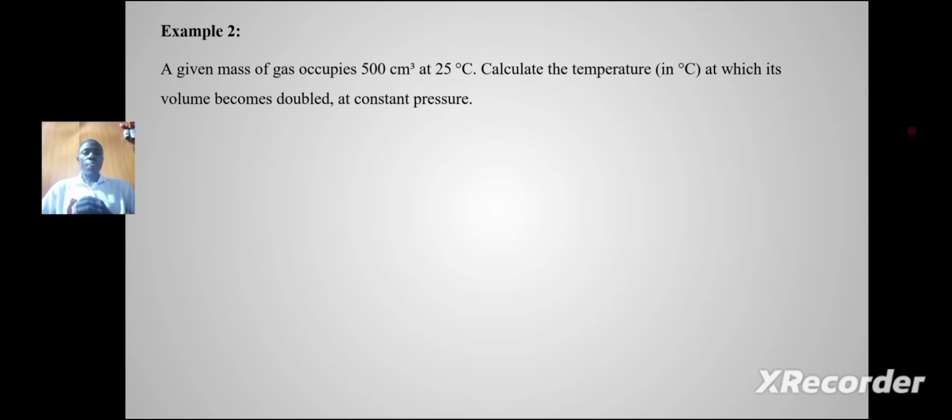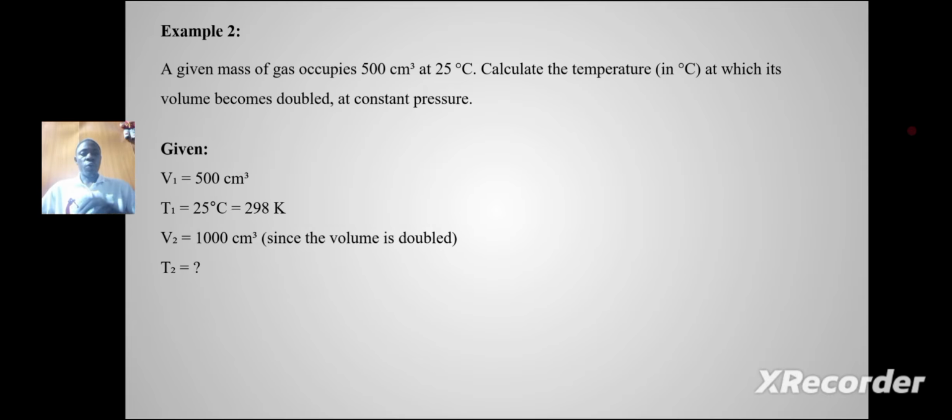Okay, example 2. A given mass of gas occupies 500 cm cube at 25 degrees Celsius. Calculate the temperature in degrees Celsius at which its volume becomes doubled at constant pressure. So pressure is kept constant, and they are telling you to calculate temperature. It means we'll be using Charles' law here as well. V1 is 500, the first volume. T1 is 25 degrees Celsius. But remember, we need to put these temperatures in Kelvin. So it will be 25 plus 273, which gives 298 Kelvin.